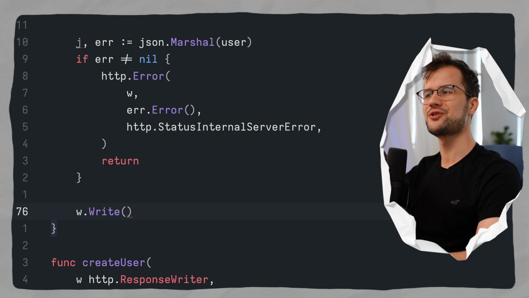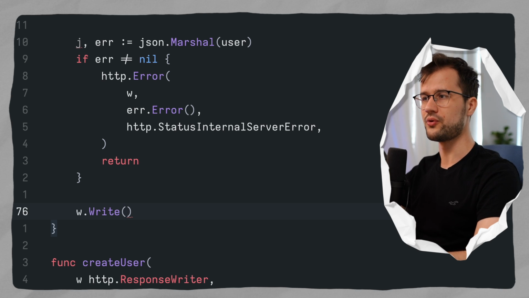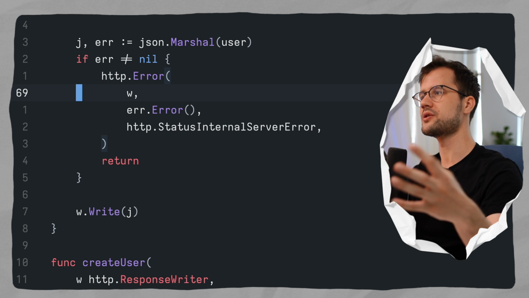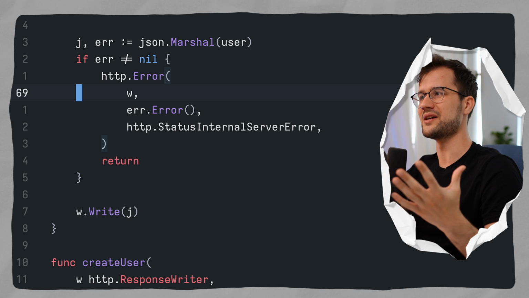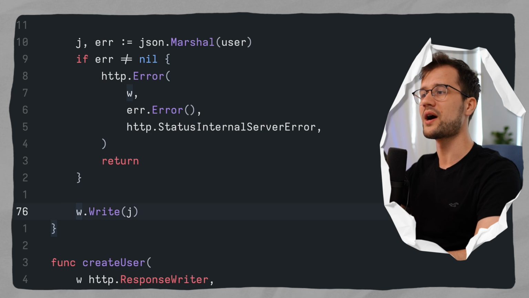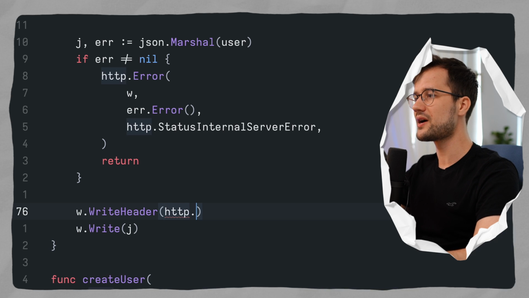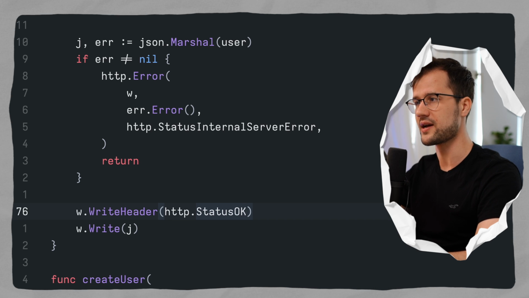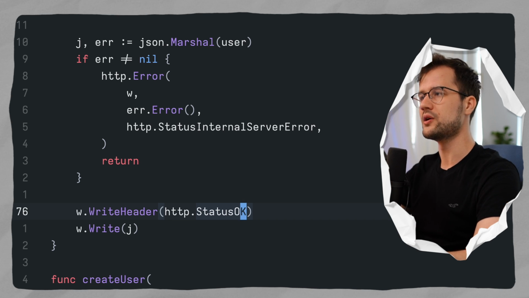Okay, and then in the end, we are just going to write the marshaled user to the response writer, which in the end is just a byte slice, right? And this byte slice contains now all the marshaled information in a valid JSON representation. And obviously we need to write the status code here as well. So let's just write the header here. And then we are going to make use of the status OK. This returns 200 and then it returns the JSON representation of our retrieved user.